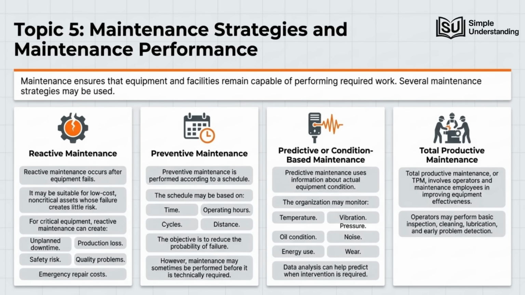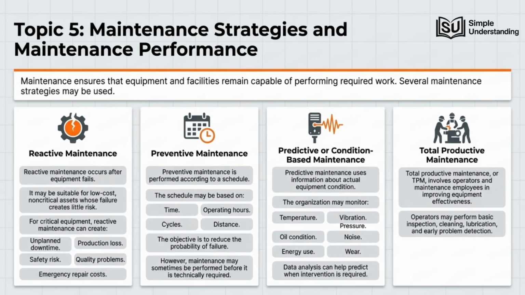Predictive or condition-based maintenance. Predictive maintenance uses information about actual equipment condition. The organization may monitor temperature, vibration, pressure, oil condition, noise, energy use, and wear. Data analysis can help predict when intervention is required.